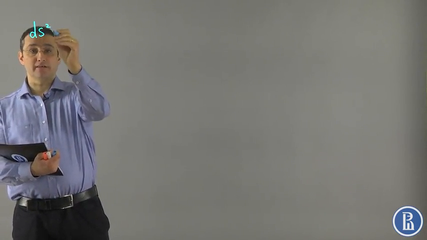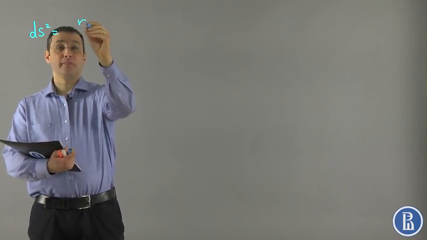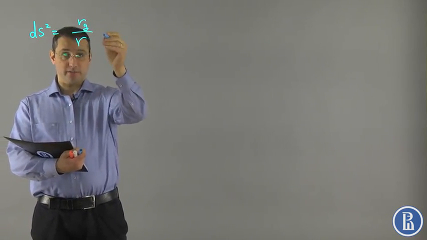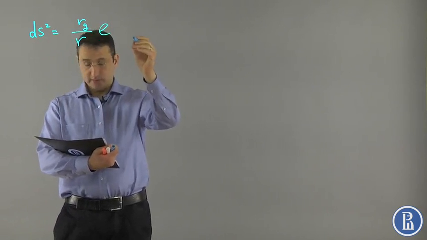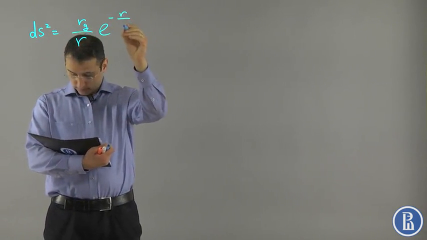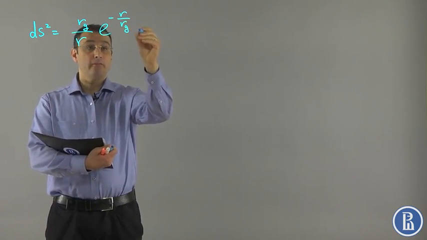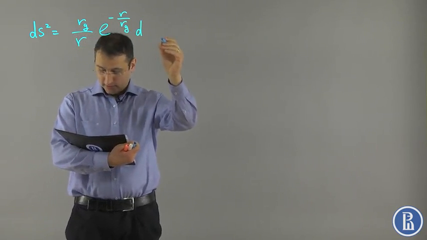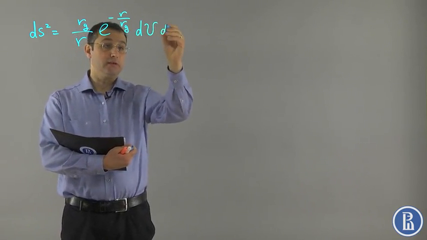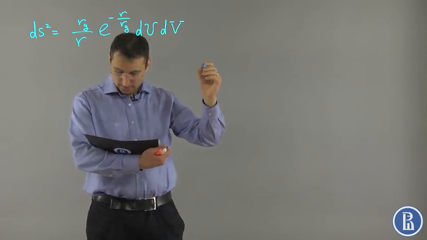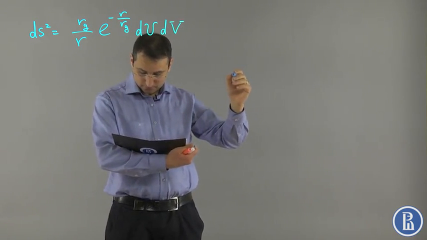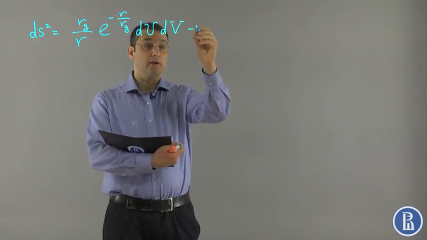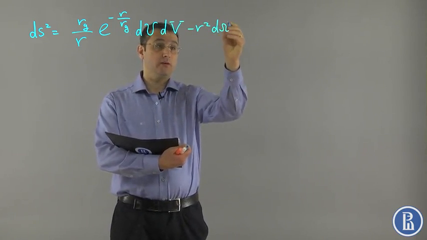Well, let us describe the properties of the obtained metric. So the metric that we have obtained has the following form, where R is an implicit function of U and V, to remind you. dU dV minus r squared d omega squared.